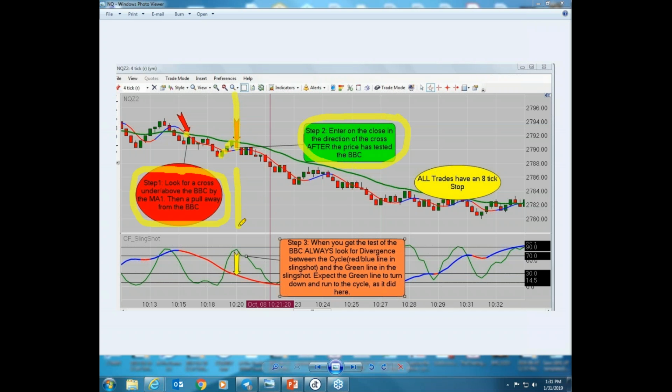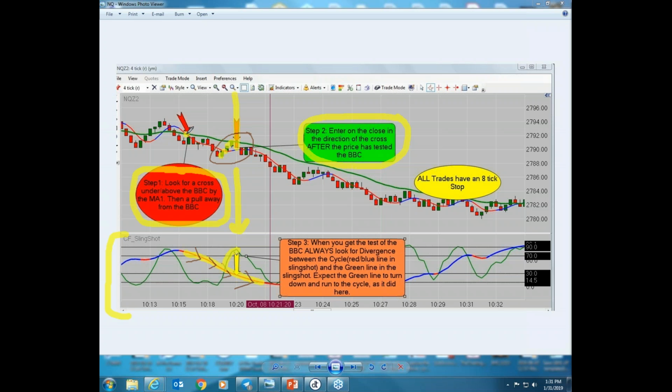And where we left off was step number three. Our eyes gravitate toward the oscillator or the slingshot portion. This line is called the cycle. What that is suggesting is that we are heading lower. The green line pulling away from the cycle in conjunction with this price action here is telling us that this action up here is just an air pocket in this ongoing downtrend.